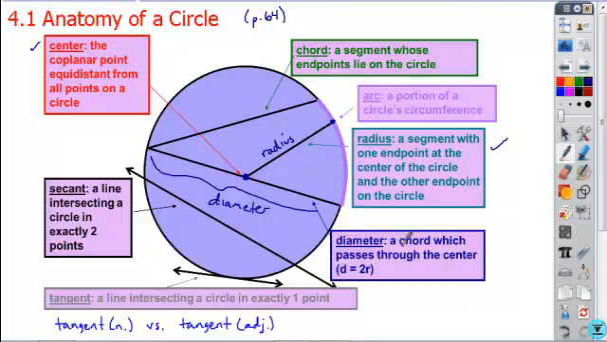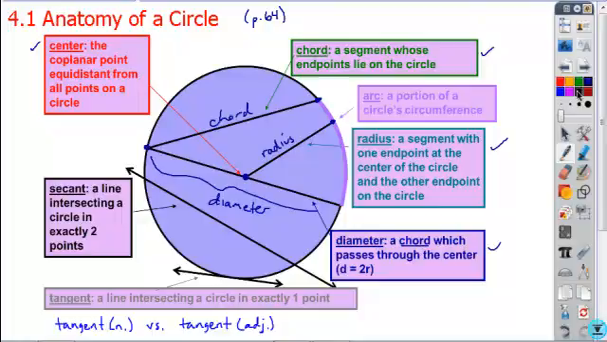And now I defined it as a chord, so let's talk about chord really quickly. A chord is a segment whose endpoints are both on the circle itself. So a radius has one endpoint on the circle, one endpoint at the center. A chord is going to have both of its endpoints on the circle itself.